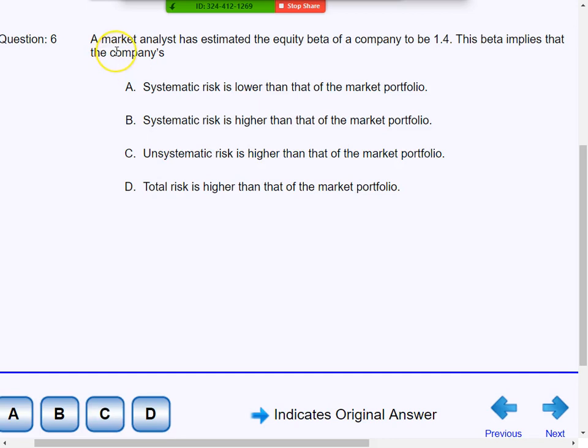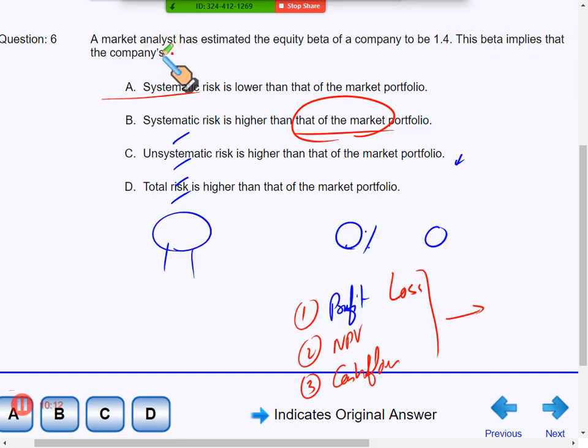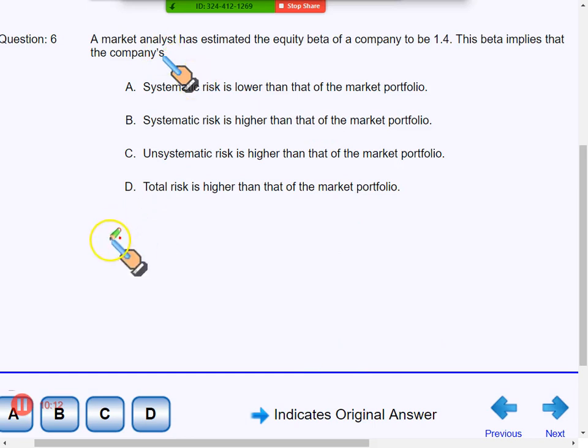Here we go. A market analyst has estimated the equity beta for a company to be 1.4. Beta, okay? It's 1.4. This beta implies that the companies, we have discussed much more in detail that beta can have three possible values: 1, less than 1, and greater than 1.